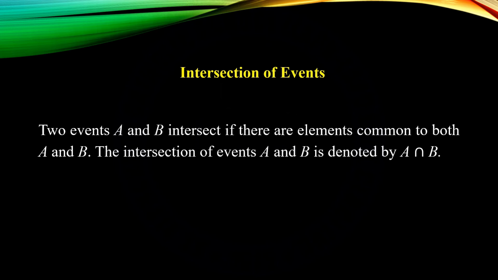The intersection of sets is the same as the intersection of events, in which two events A and B intersect if there are elements common to both A and B. The intersection of A and B is denoted by these symbols, and it is read as A intersection B.